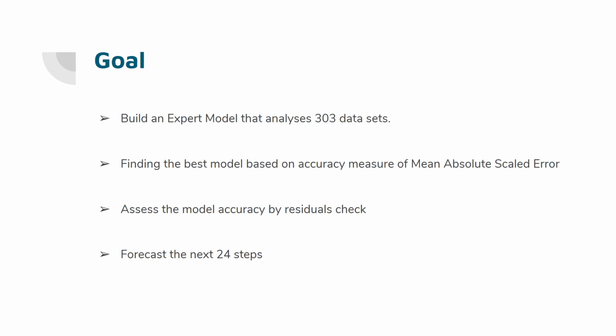In this project, we built an expert model that analyzes the 303 datasets provided. We also use R as a programming tool for this analysis and run various models from the ETS and forecasting packages to identify the best model that has the minimum mean absolute scaled error, which is MASE. Then we'll use the model accuracy parameters to perform residual analysis to check for normality and zero correlation. We choose the best model for forecasting the next few periods of the series.